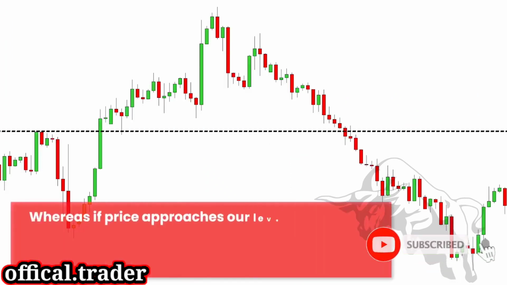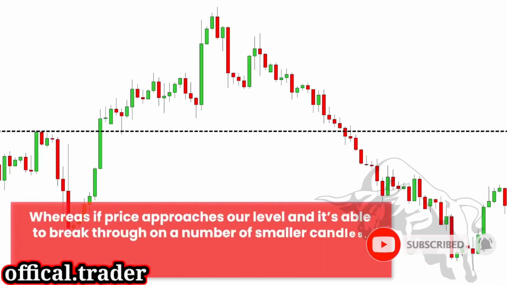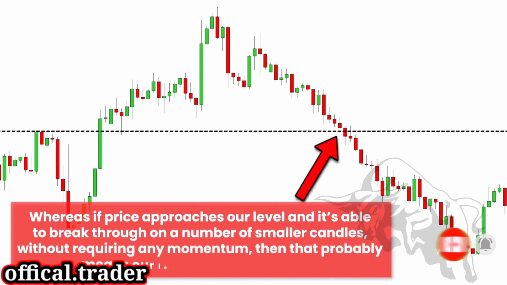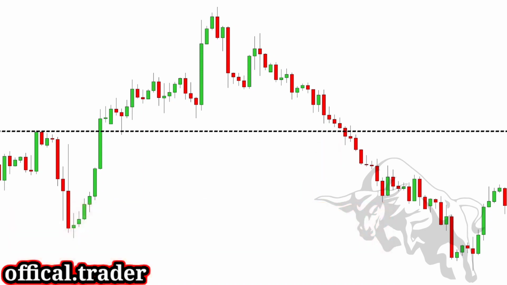Whereas if price approaches our level and it's able to break through on a number of smaller candles without requiring any momentum, then that probably means our level was not significant. So make sure to pay attention to how price moves through the level of support or resistance to help determine how strong the level is.